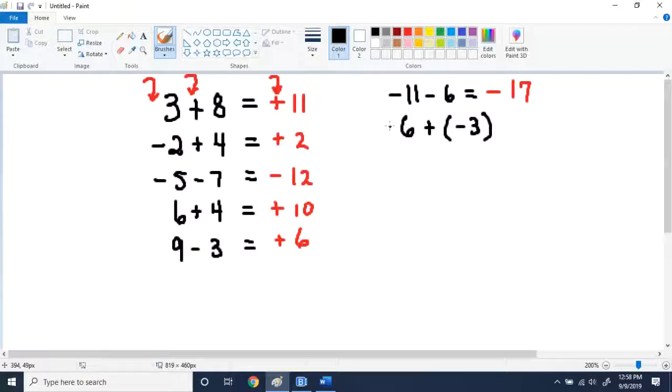So now we have 6 plus a negative 3. What I'd like to do is just eliminate this plus sign. It still means the same value. We're adding a 6 to a negative 3. Take the sign of the biggest number. The signs are different, so it's going to be a positive 3.